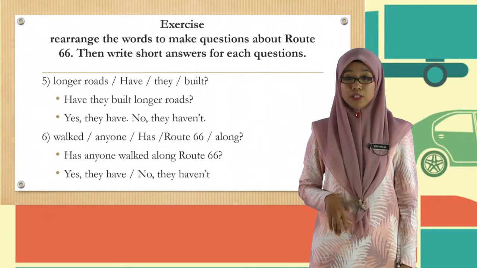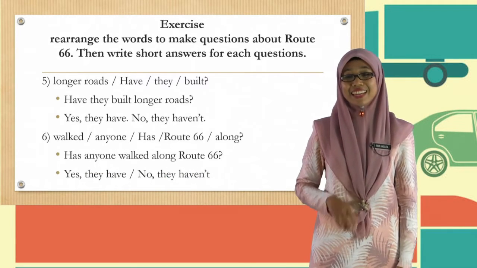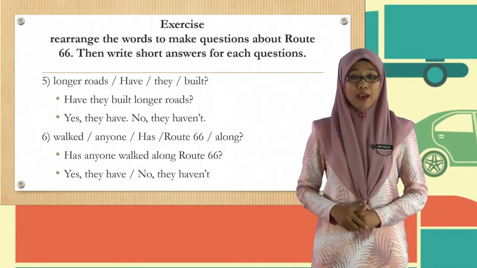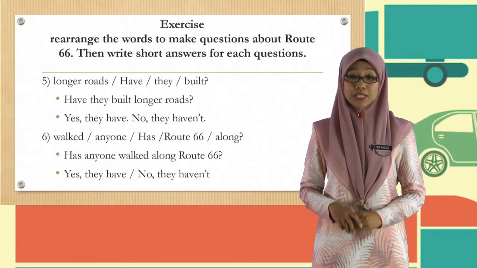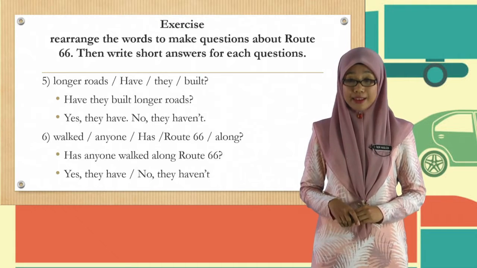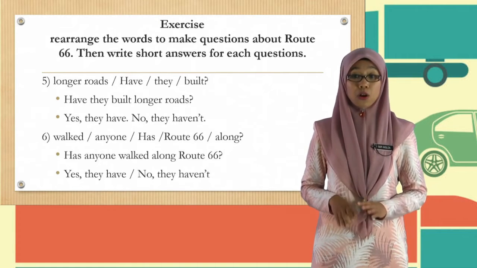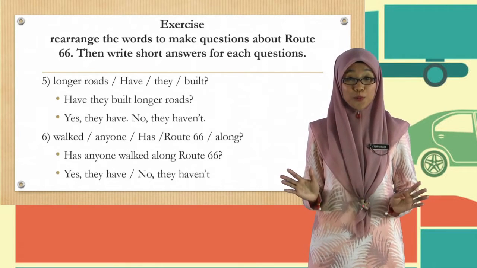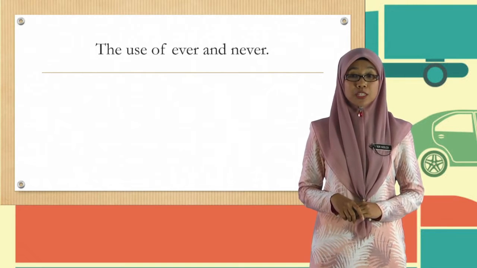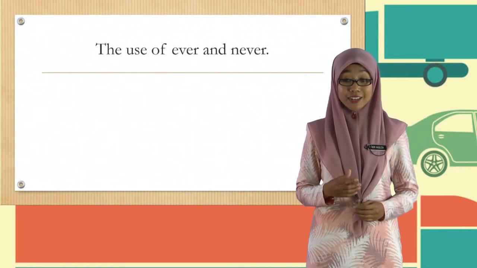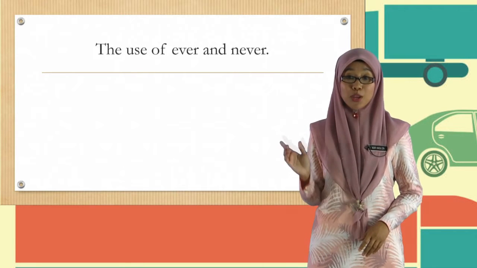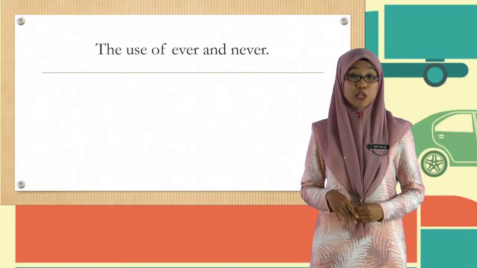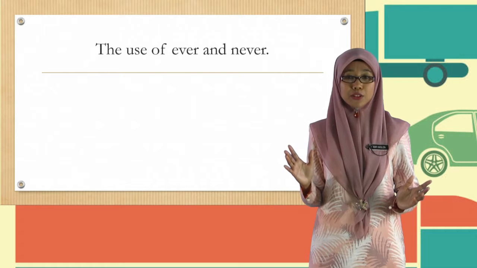You can give a short answer for these questions. Either yes, they have, or no, they haven't. I hope you now have a clear picture of how to form questions using the present perfect tense and how to give short answers or short responses to each question. Now I will share with you the use of ever and never. We often use ever in present perfect questions to mean at some time in your life.